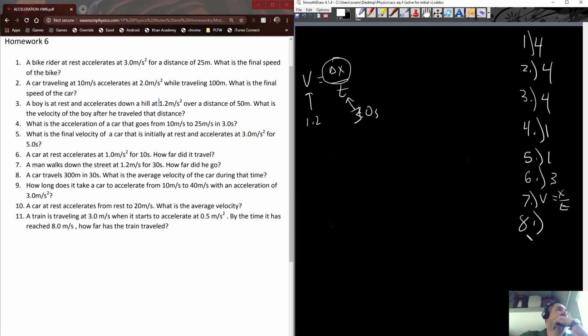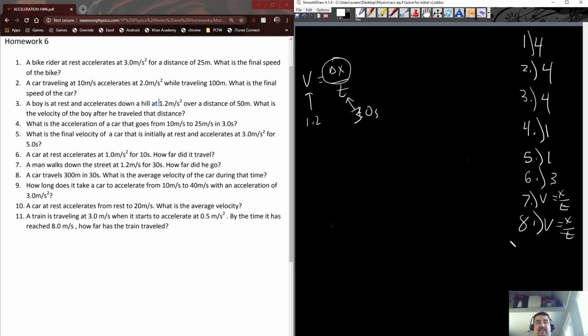8. A car travels 300 meters in 30 seconds. What is the average velocity of the car during that time? Again, that's just a v equals x over t equation. It doesn't say it's speeding up, doesn't say it's slowing down. It's just giving you two of the three variables and you're done.